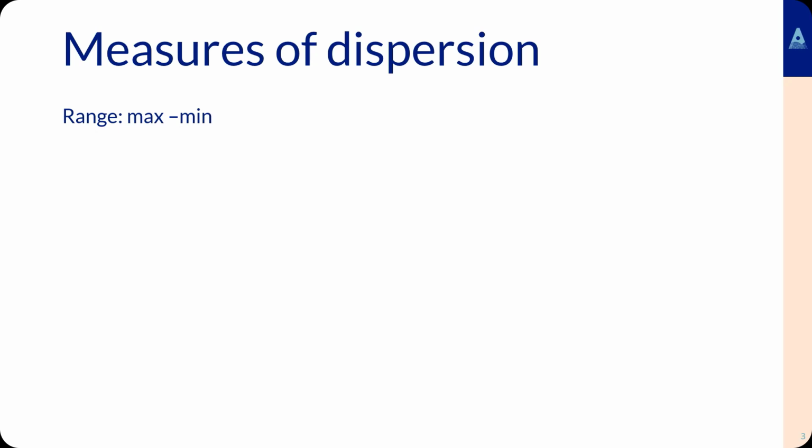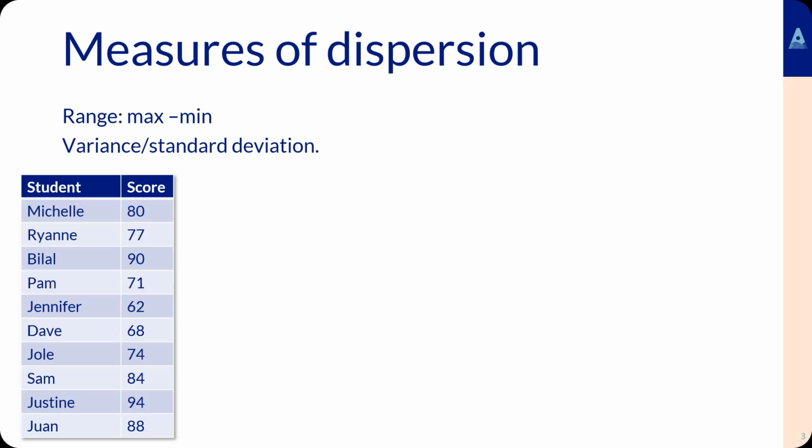So you'll see that the bigger the gap between maximum and minimum, the larger the range and the more dispersed the data is. The other measure is the variance or standard deviation, which are two parts of the same calculation, and that's a more precise measure than range. It's much more reliable. So let's take a look at this data.